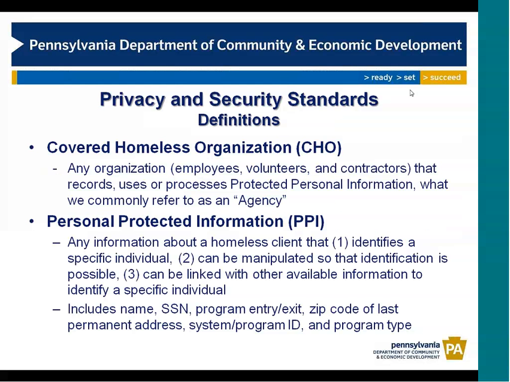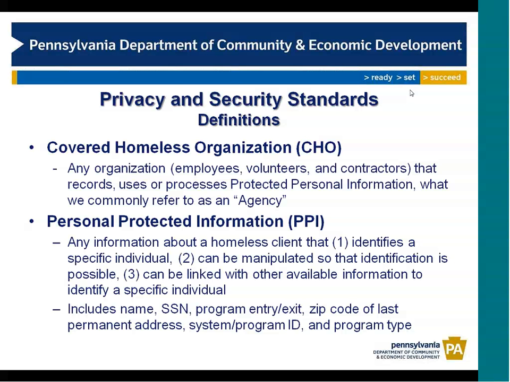Now, a couple definitions, a couple acronyms that we are going to use very heavily throughout the training. First, we have CHO, which is a covered homeless organization. This is any organization and all employees, volunteers, contractors that records, uses, or processes personal protected information, basically client information. And that is what we commonly refer to within PHMIS as an agency, and it includes all associated staff.